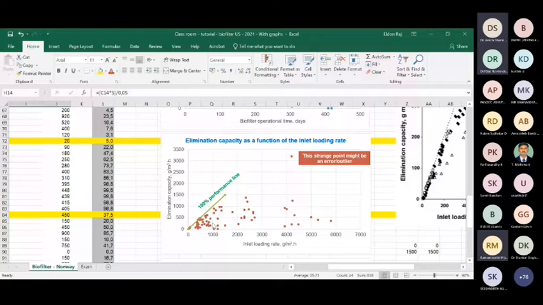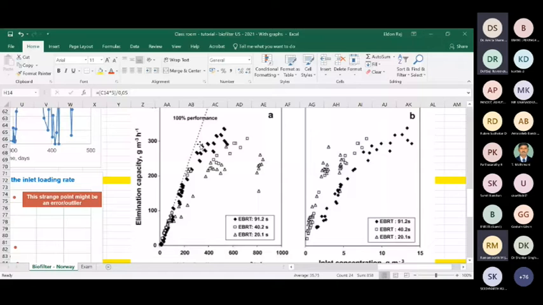Okay, so this is the 100% performance line, and I would very easily say here that this point or this loading rate is the critical loading rate of the system, and beyond this it is not advisable to operate the system or to design the reactor. So this is very, very important for any waste gas treatment system.